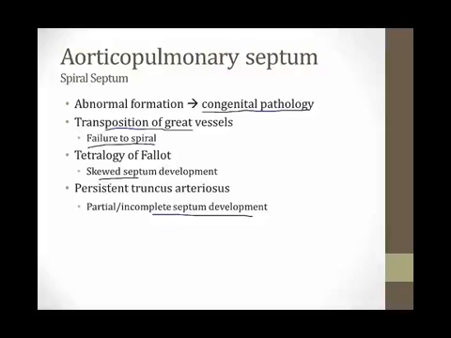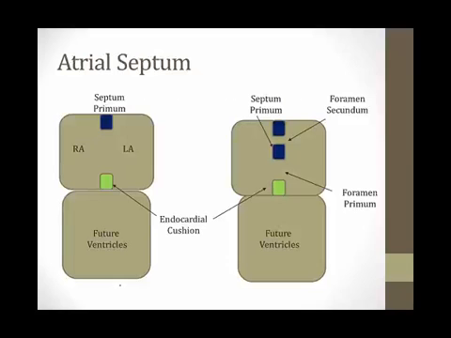I talk about all of these disorders in another video, but I just want to mention here that they all derive from abnormal formation of the aorticopulmonary septum. Now let's talk about how the atrial septum forms. This is the wall that separates the right atrium from the left atrium.